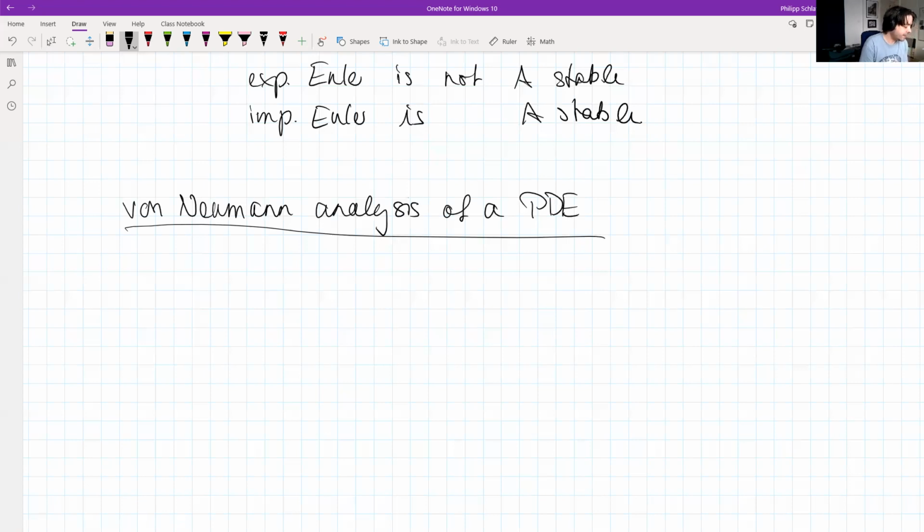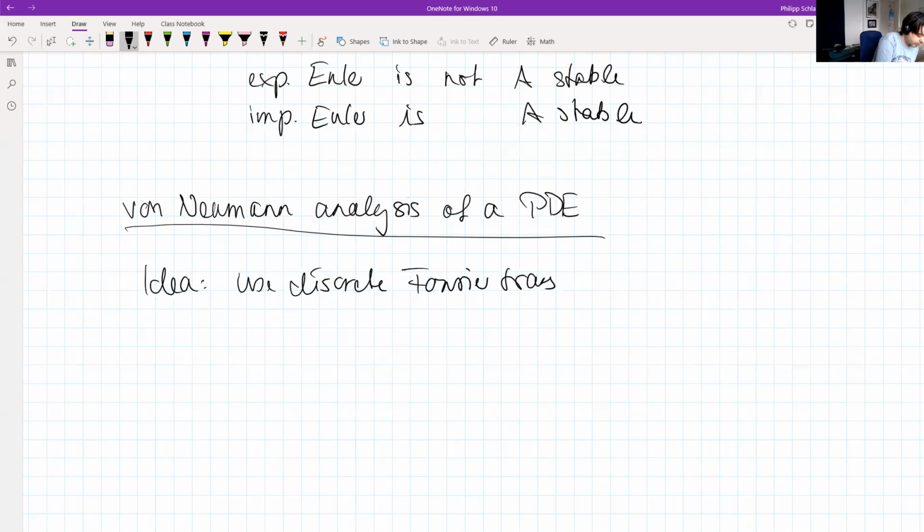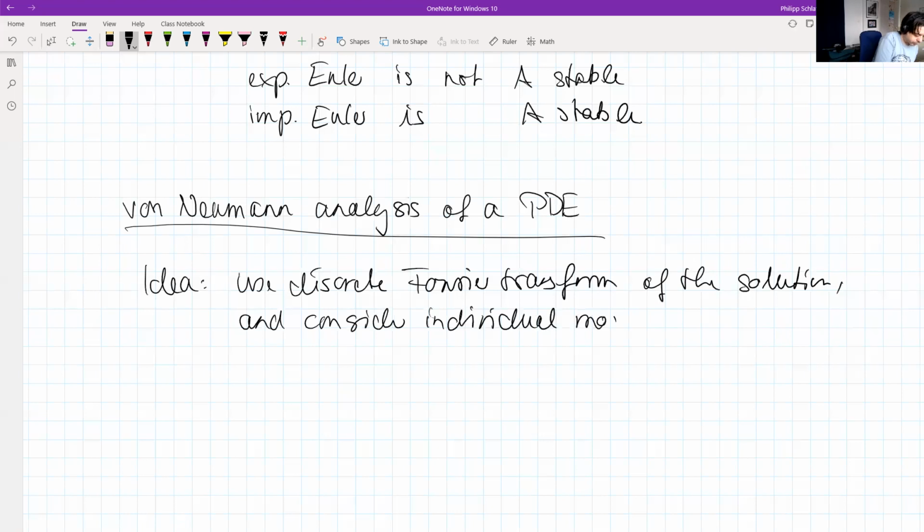Now, what is the idea behind the von Neumann analysis? Well, the idea is actually very simple. We use a discrete Fourier transform of the solution, and consider individual modes. Individual Fourier modes, and then you assess the growth or the decay of these individual Fourier modes.